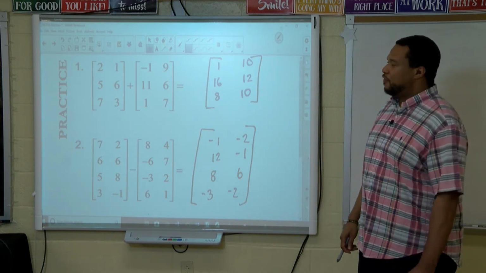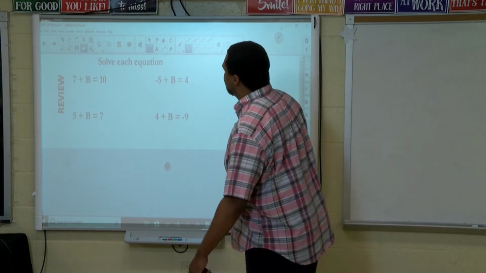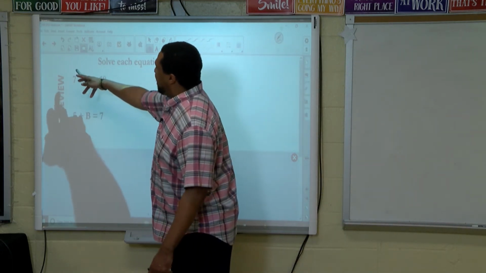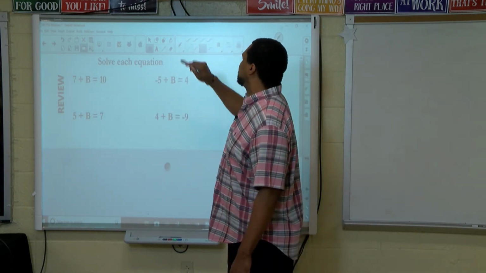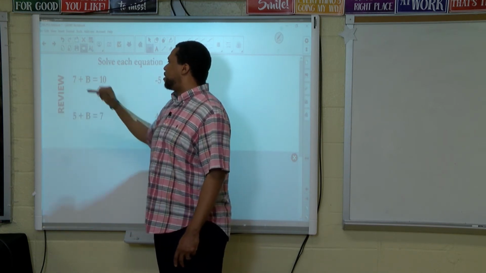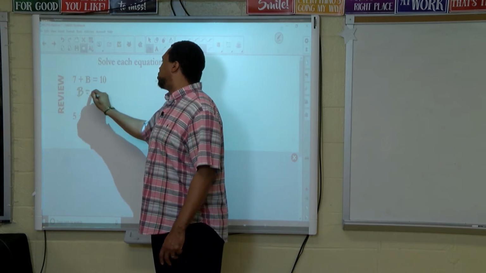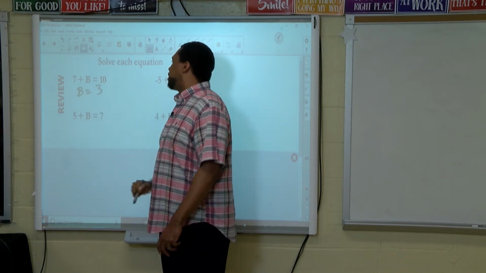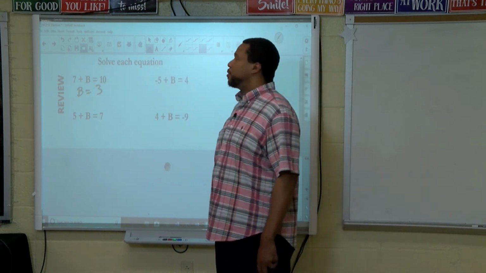So let's review solving equations. One-step equation, solving equations. 7 plus a number equals 10. So inverse operation, to get rid of the 7, we would subtract 7 from both sides, and b will equal 3. 7 plus 3 equals 10 if we were to check that.